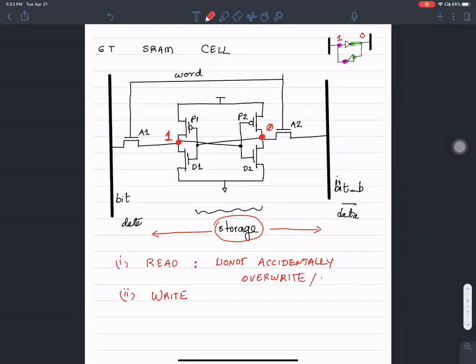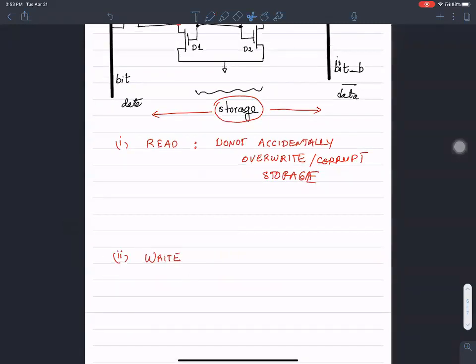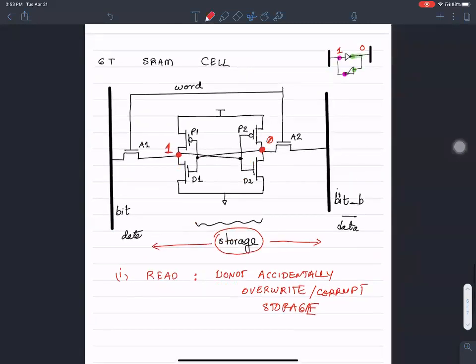Or corrupt the storage. So in other words, when I'm making an effort to read the value of these cells onto the bit lines here, I should be careful not to disrupt the memory contents itself.